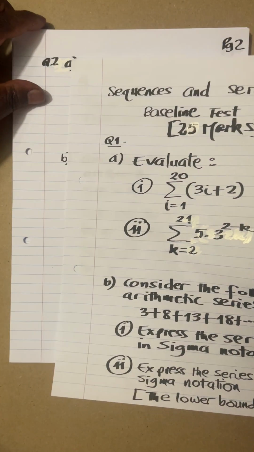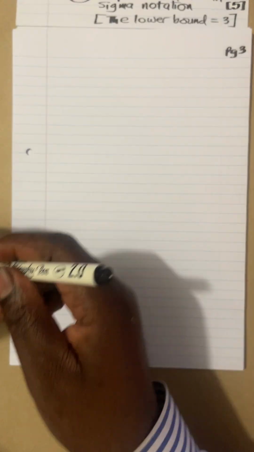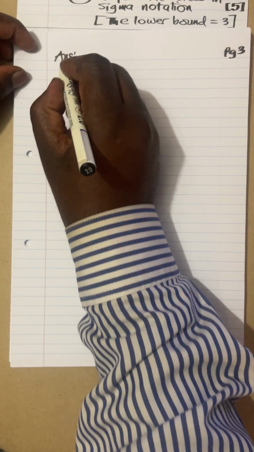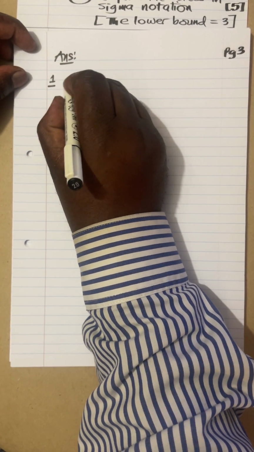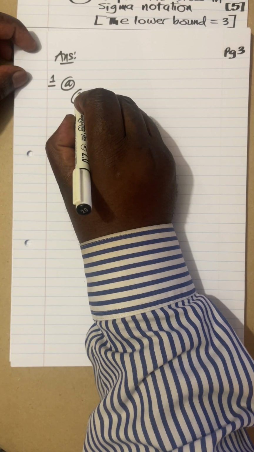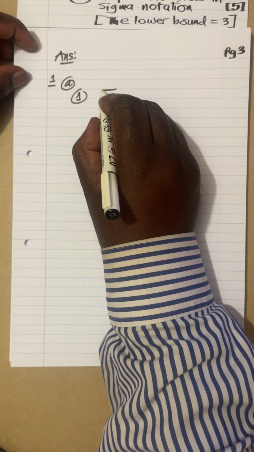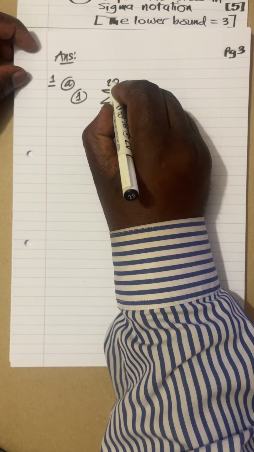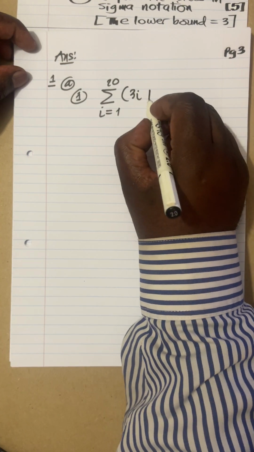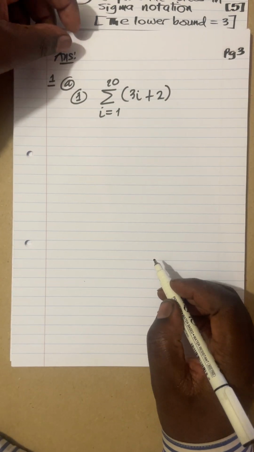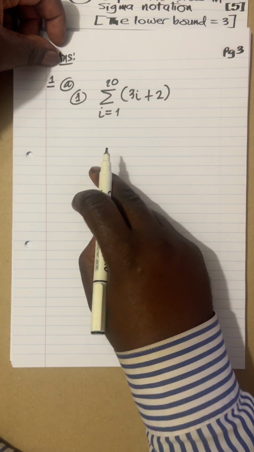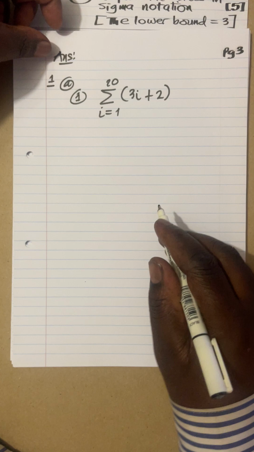So let's go through question 1a then. We just capture our answers, number 1, A and 1. It says here the sum of all numbers from i equals 1 up to 20 of 3i plus 2. So the first thing you have to do is to write this in terms of term number 1 plus term number 2 plus term number 3 up to the last term.